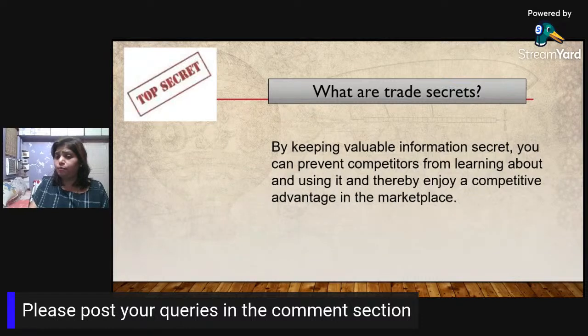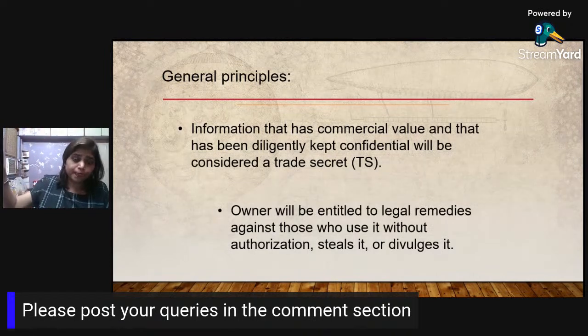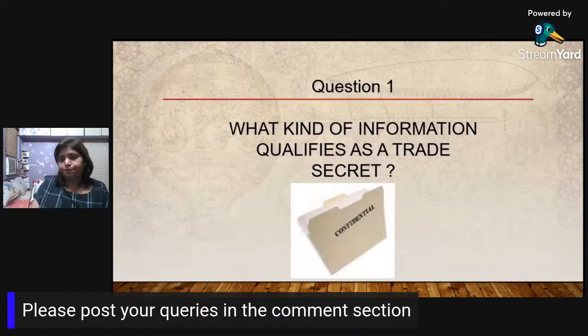So what are trade secrets? By keeping valuable information secret, you can prevent competitors from learning about and using it, thereby enjoying a competitive advantage in the marketplace. But in general, you do not have to tell about the trade secret, but you have to prove that you have taken sufficient steps to secure it, like the Coca-Cola recipe is in a vault, okay, safe. And once that is proved, then only you get trade secret protection.